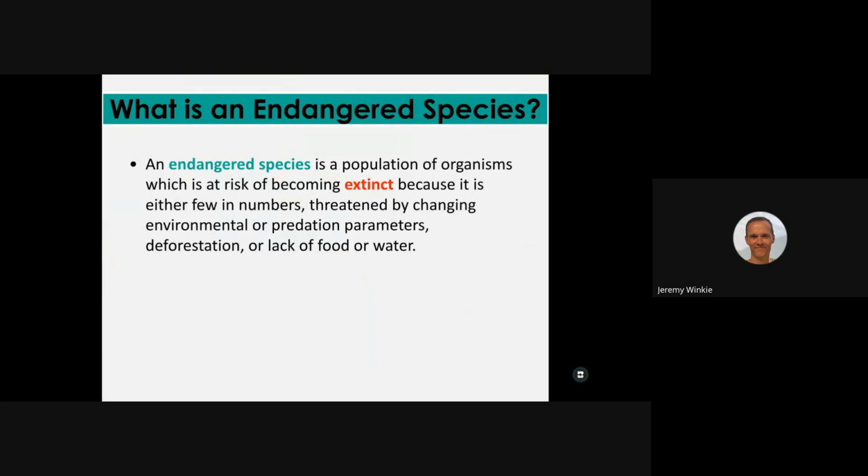So an endangered species is just any species that is at the risk of becoming extinct because it is either few in numbers, threatened by changing environment or predation parameters, deforestation, or lack of food or water. And you might notice that most of these are human caused. Sometimes it can be just natural, out of our hands. But since that's the topic that we're studying for this unit, most of the examples are going to be animals that are endangered because of us.